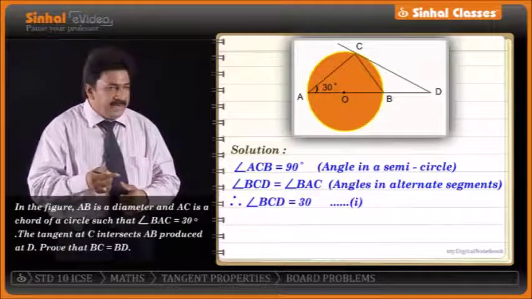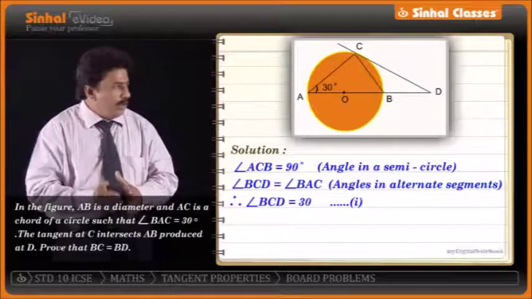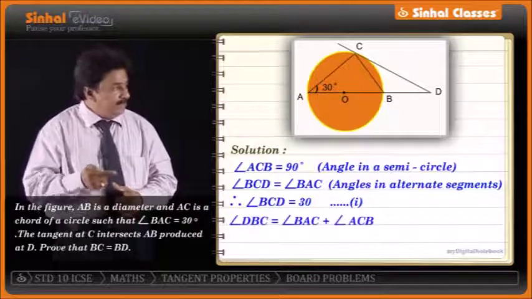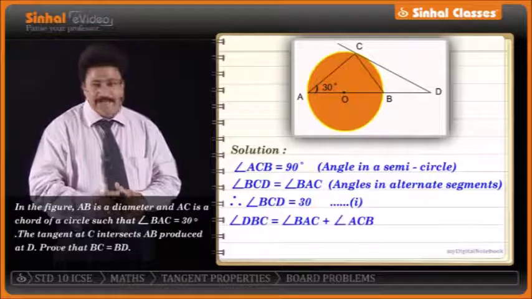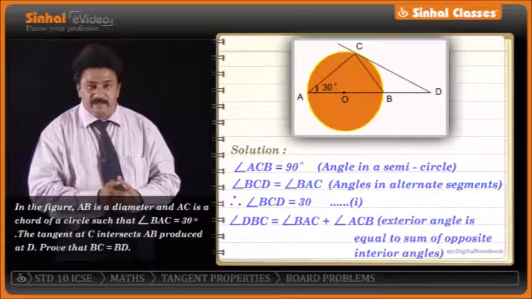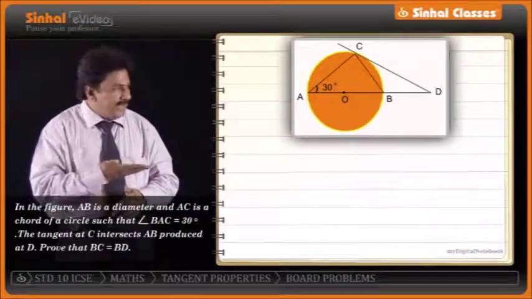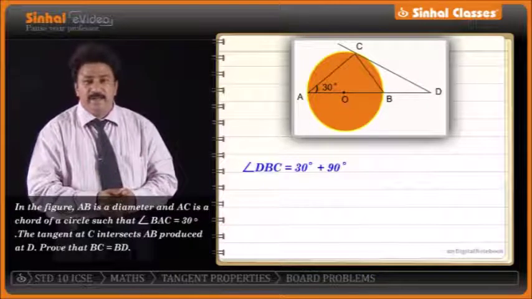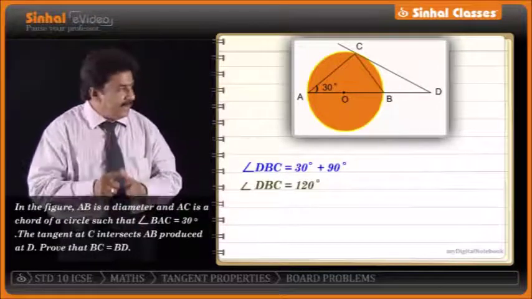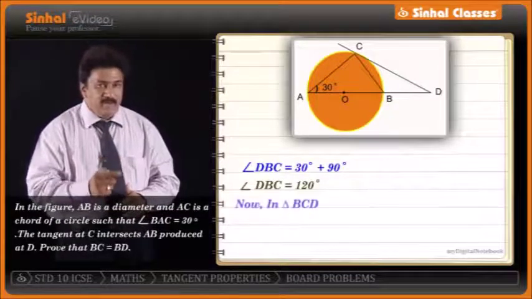The next step: angle CBD is the total of angle BCA plus angle BAC. What's the reason for this? Exterior angle is equal to the sum of interior opposite angles. That is 90 degrees plus 30 degrees, which comes to 120 degrees. So in triangle BCD, we have two measurements.